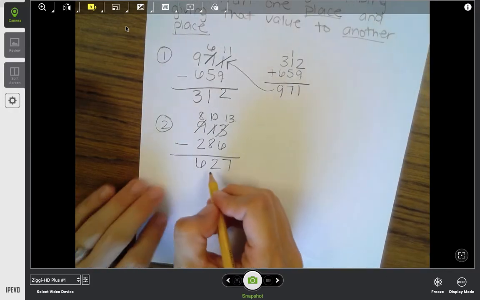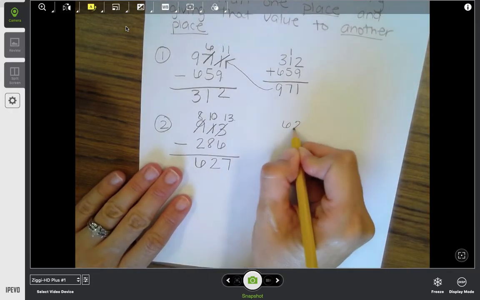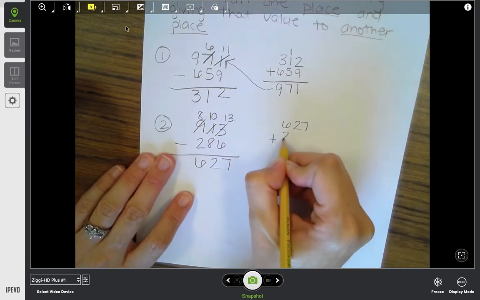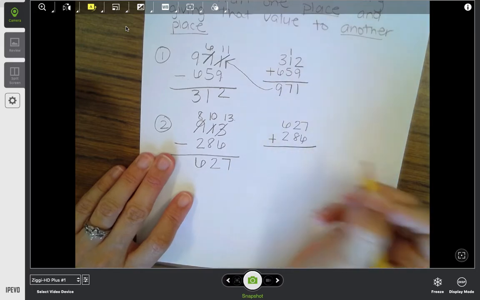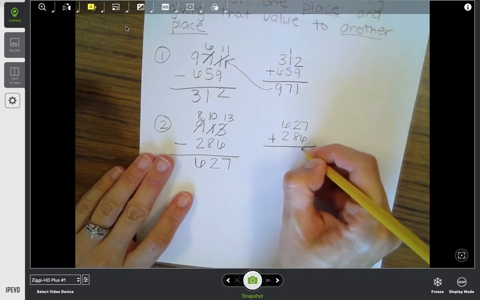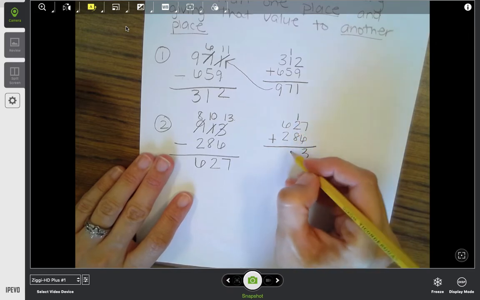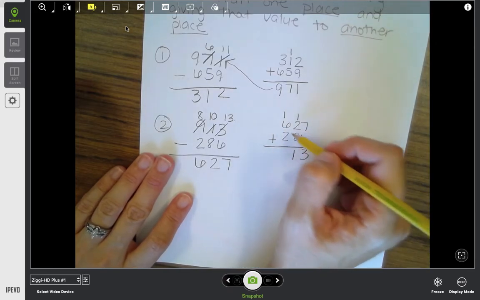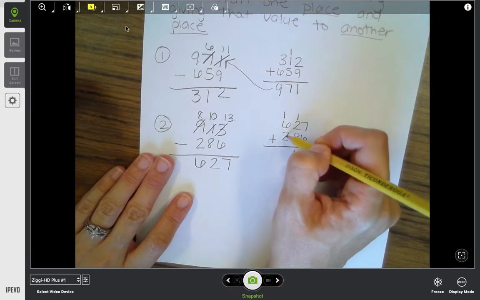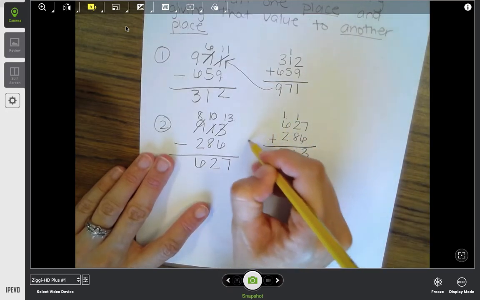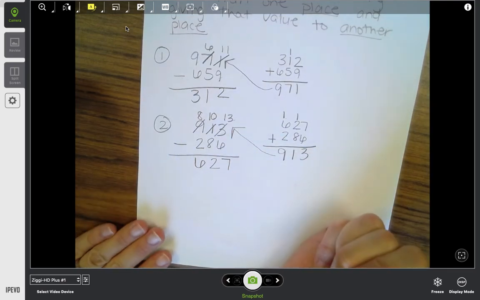And I'm going to check my answer, 627, and I'm going to add to check it, 286. So 7 plus 6 is 13. 8 plus 2 is 10, plus 1 is 11. And 6 plus 2 is 8, plus 1 more is 9. So I know that my answer is correct.